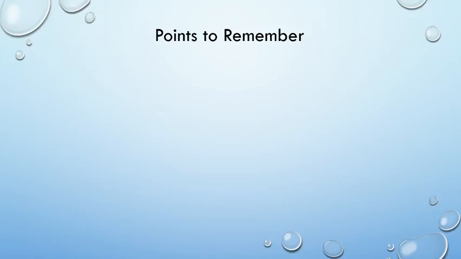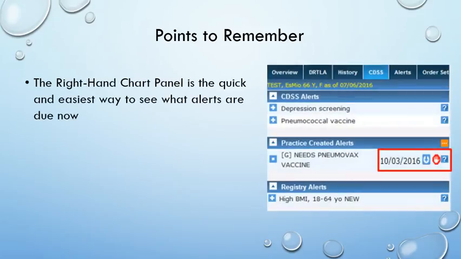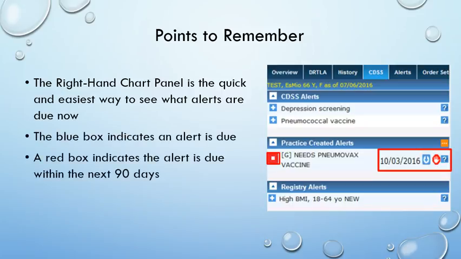So just a few points to remember. The right-hand chart panel is the quick and easiest way to see what alerts are due now. The blue box indicates an alert is due. The red box indicates the alert is due within the next 90 days. Just a disclaimer, alerts provide basic guidance. Always verify what is due.